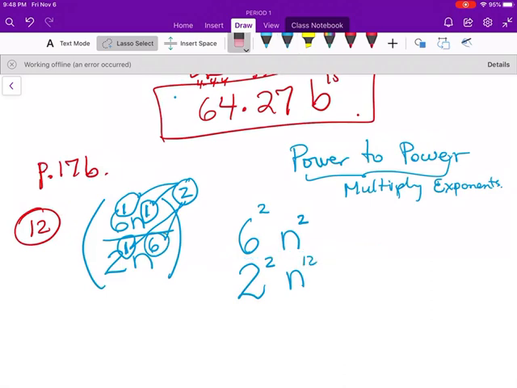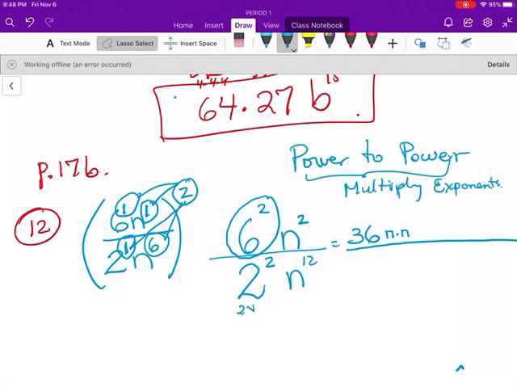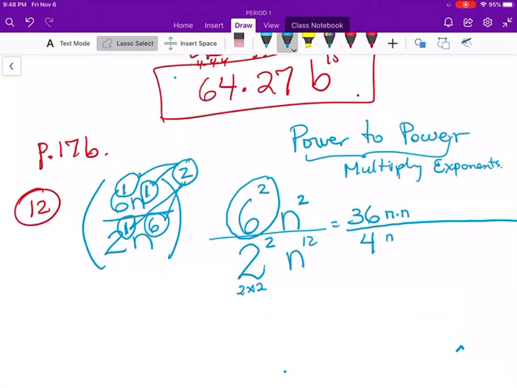All right, almost done. Now we're going to simplify. So right here, since your exponent is small, you could do 6 times 6 is 36. N to the power of 2 means n times n. On the bottom, 2 times 2 is 4. And you have n times n times n, n. You have 12 of them. 1, 2, 3, 4, 5, 6, 7, 8, 9, 10, 11, and 12.